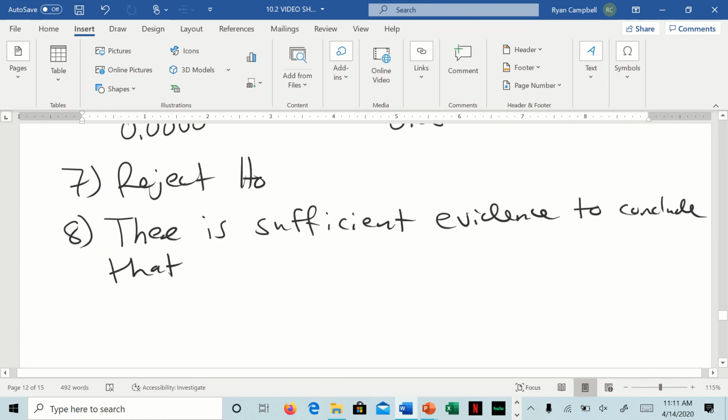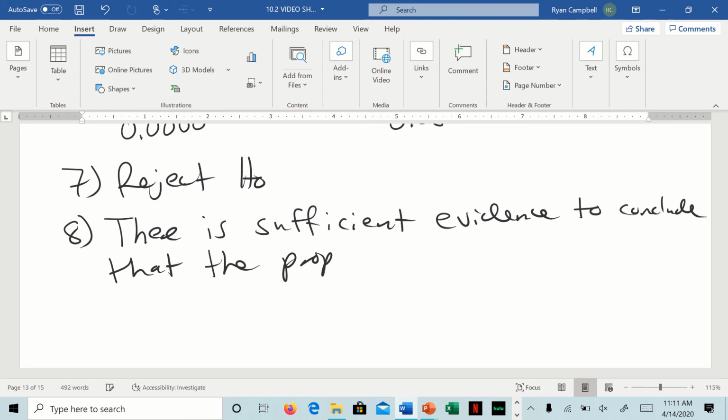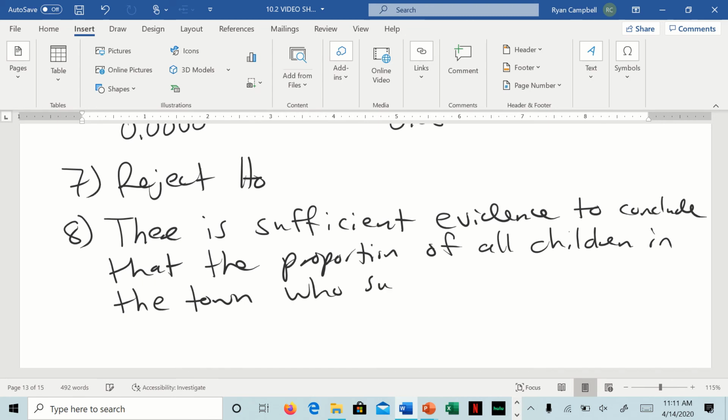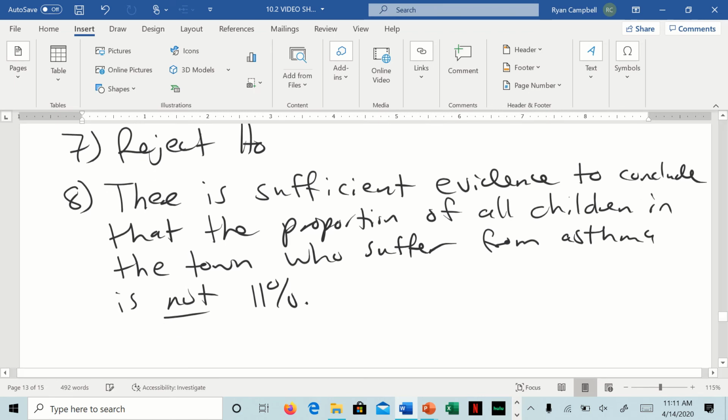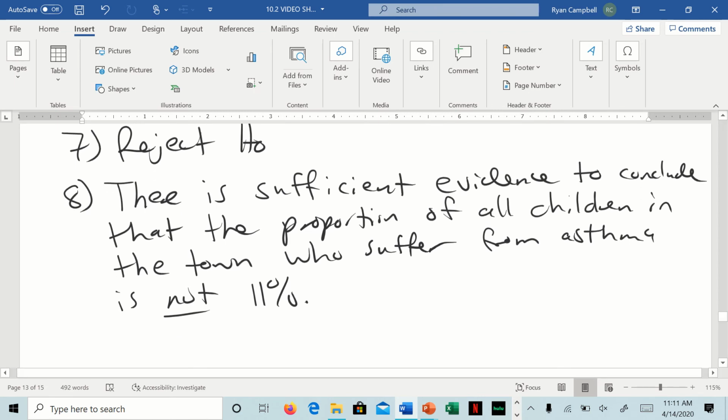Right? So the proportion of all children in the town who suffer from asthma is not 11%. We actually proved that. Now we don't know what it is, but we definitely know it's not 11%. We proved it.